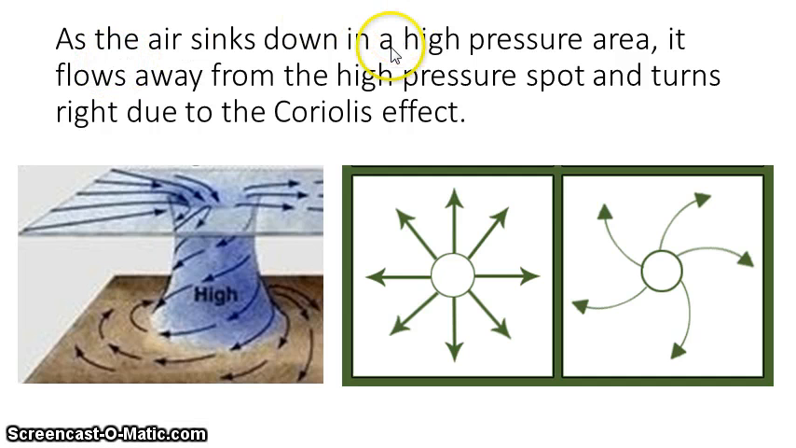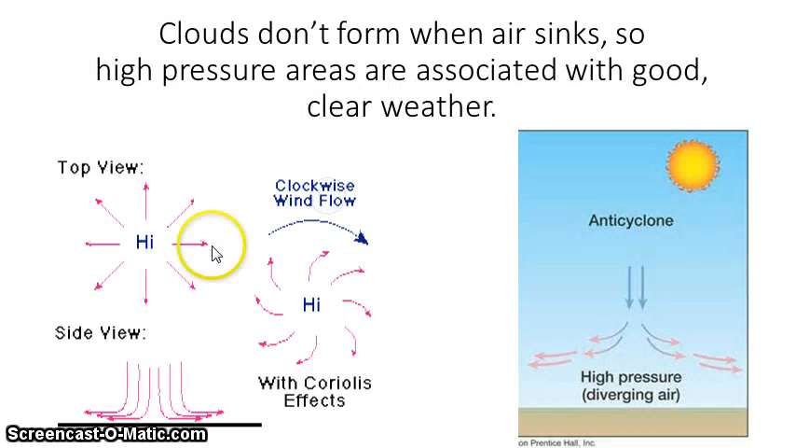As air sinks in a high pressure area, it flows away from the high pressure spot and turns to the right due to the Coriolis effect. Coriolis effect has to do with the Earth. The spin of the Earth is going to cause the air in the northern hemisphere to always turn to the right. So when we have this high pressure area, it's going to spin clockwise as viewed from above. So high pressure areas are going to have air sinking down from high up to the surface of the Earth and spinning clockwise.